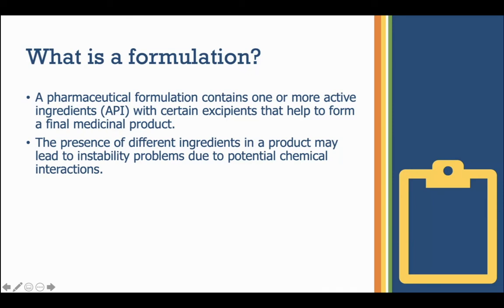The presence of different ingredients in a product may lead to instability problems because there might be chemical interactions between the different excipients and the active ingredients. That is why, when we want to formulate a product, it is very important to check the stability or the possible interactions between one excipient and another, or between the API and the excipient. So here is the reason why we have to conduct a stability study.